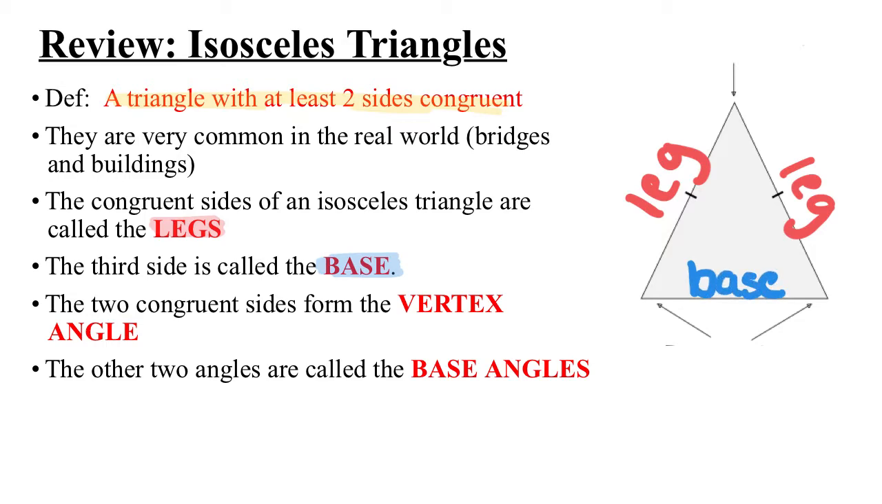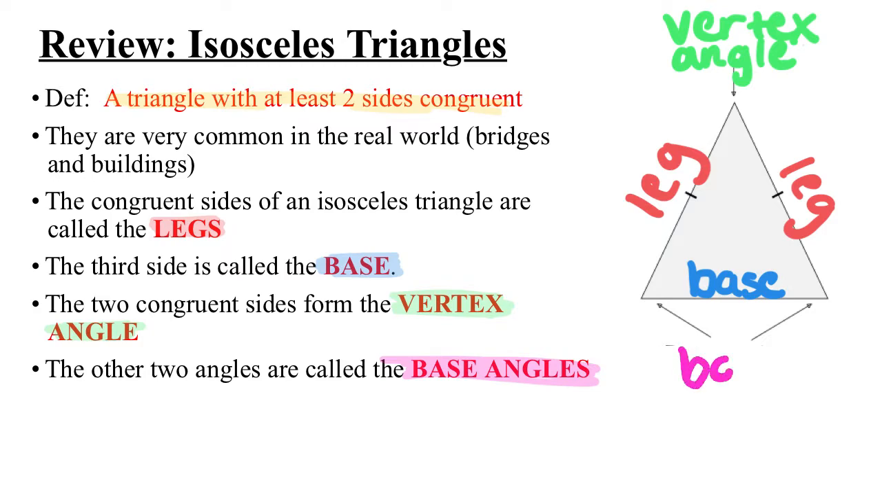Then we have the different types of angles. The two congruent sides form what is called the vertex angle, and that's the angle at the top of the triangle between those two legs. So this would be my vertex angle. And then the last thing is that the other two angles are what we call the base angles, and they're on both sides of the base of the triangle.